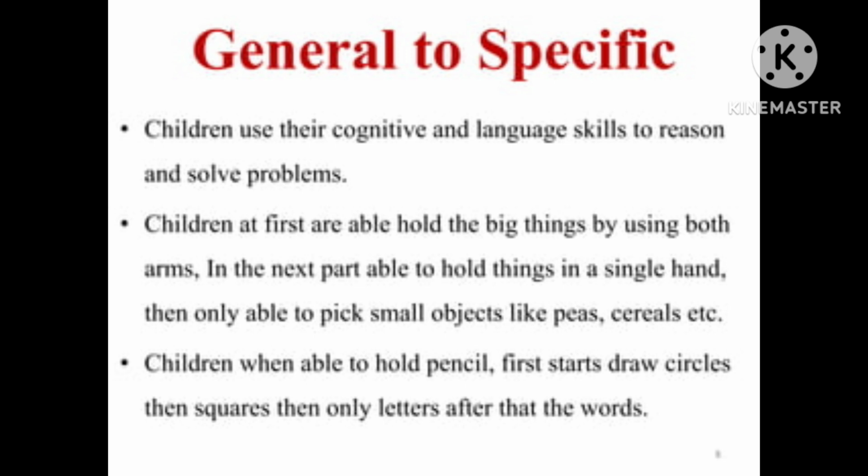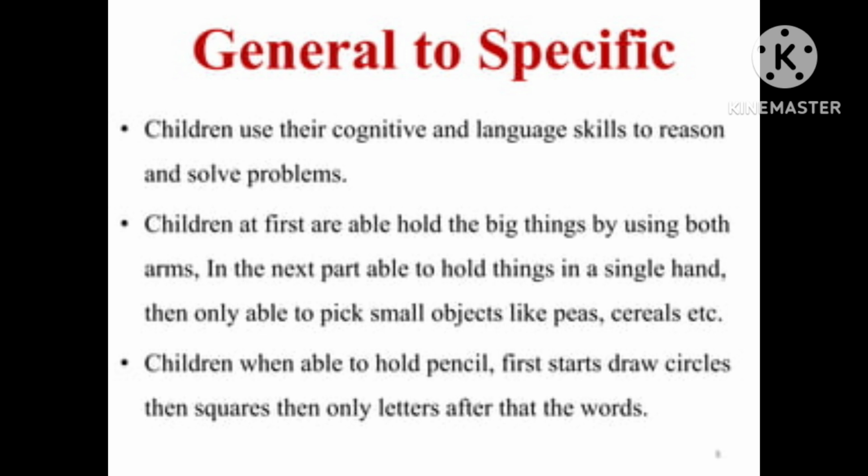The next important principle of growth and development is general to specific. We'll take the same example here. The baby will use the entire palm, or both hands, for holding objects before trying to use the fingers. That means the baby first uses the general, large muscles, and only then do the fine muscles start to develop. So this is an example of general to specific.